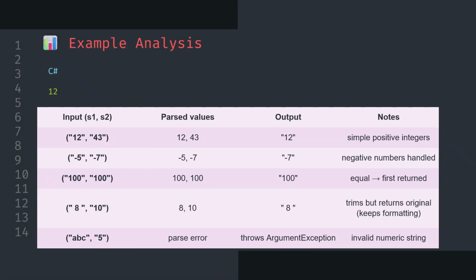These examples show expected behaviors. If a string cannot be parsed as an integer, the helper signals an error so the caller can decide how to recover. Alternatively, you might return null or a default. When preserving original input is important, for example, leading zeros or spacing, returning the original string helps. If you prefer normalized output, we can return v1.ToString instead.